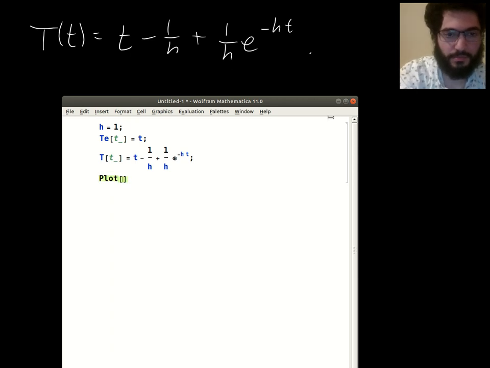All right, so plot, and if I remember correctly, I think I should be able to just list the two functions in a curly braces list. And we'll plot from time equals 0. How about for 4 units of time or something? Let's see what that looks like.